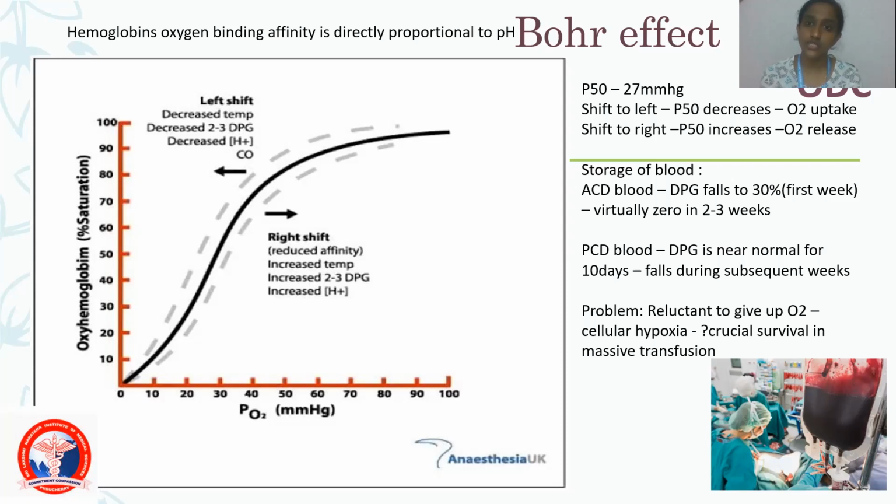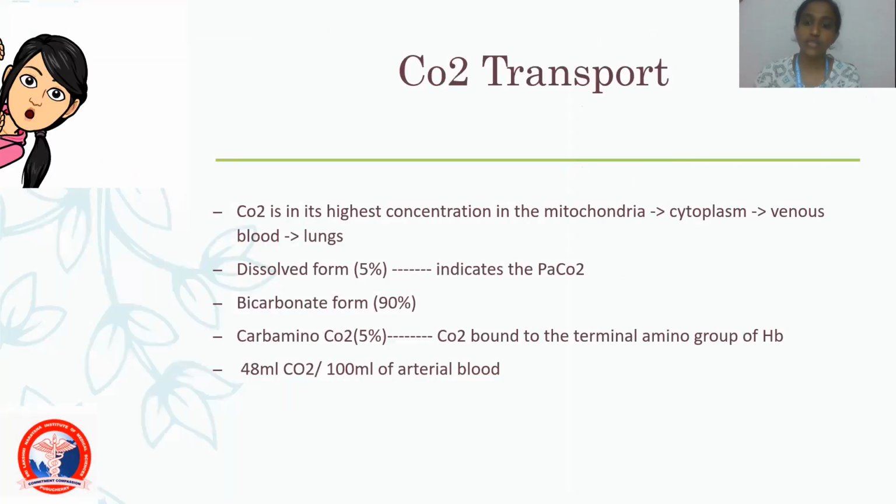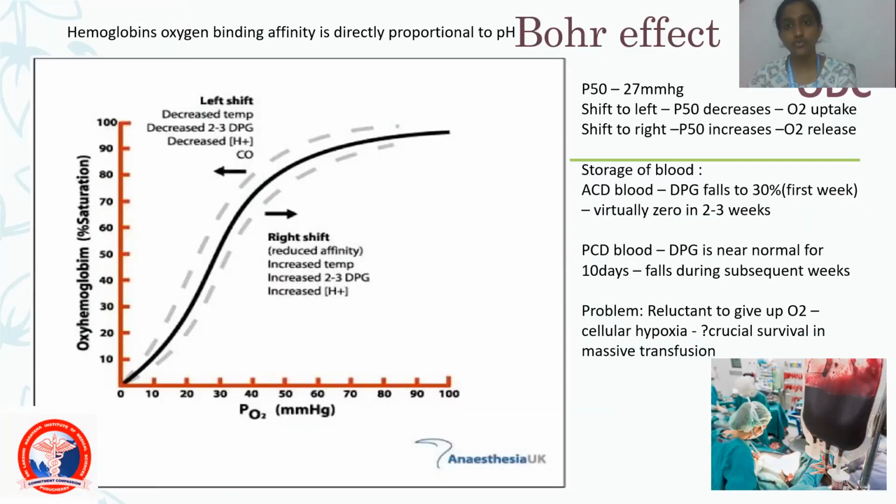We all know that blood is stored with certain additives like adenine, citrate, dextrose, phosphate. We can classify the stored blood based upon what contents we add for preservation. In an ACD blood, that is adenine, citrate, dextrose blood, the DPG will fall even in the first week.